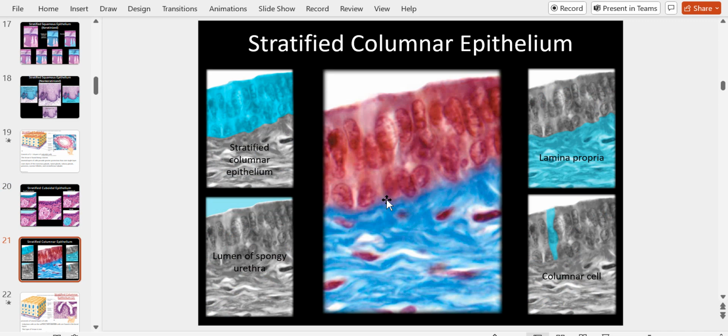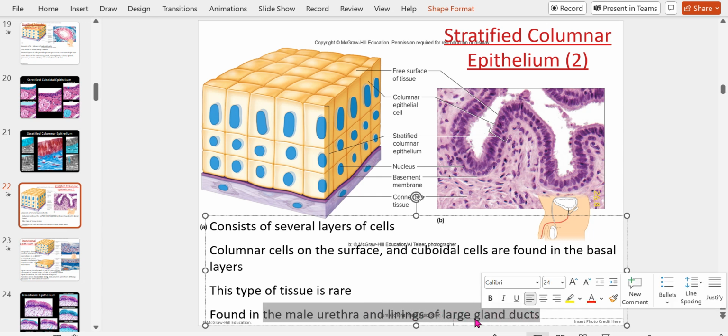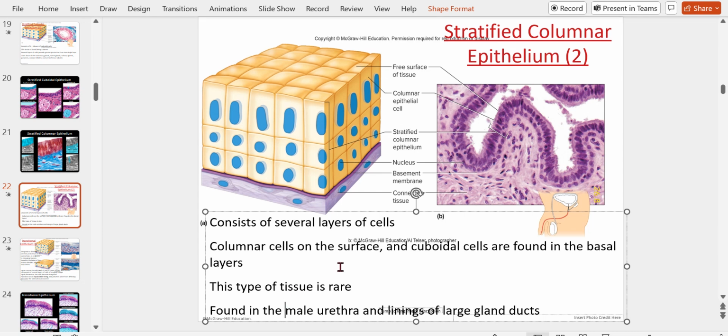There's some stratified columnar. Okay, one on top of each other for sure. Consists of several layers of cells. This type of tissue is rare, found in the male urethra and lining of the large gland ducts. Okay, so that's your stratified columnar epithelium lining the male urethra.